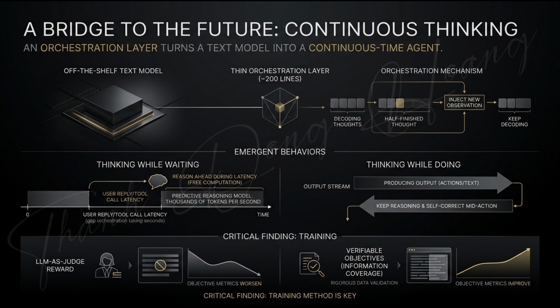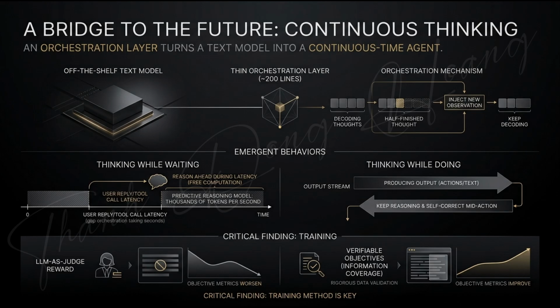Continuous thinking. Here's a genuinely elegant idea. A fairly small amount of orchestration logic can turn an ordinary text-generating model into something that thinks continuously. The trick is to never fully throw away a half-finished thought. Instead, forcibly close it off, inject whatever new information just arrived, and let the model keep going from there. This unlocks two useful behaviors: thinking ahead during the natural delay of a tool call or a person typing, since that waiting time is otherwise pure waste, and continuing to reason even while producing output, catching and correcting mistakes mid-action.